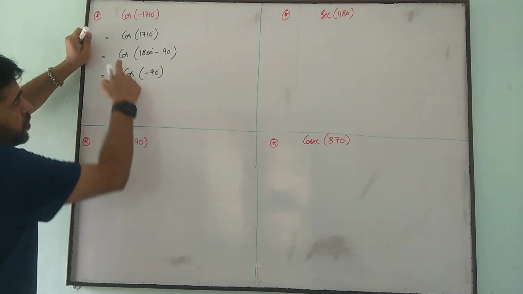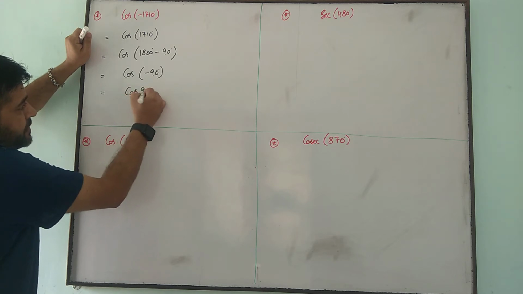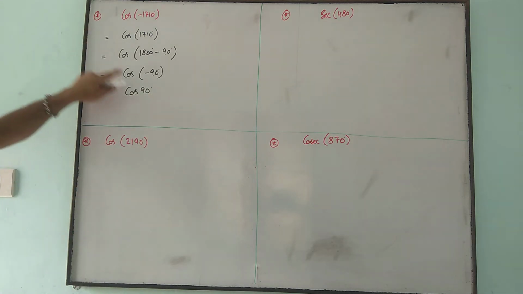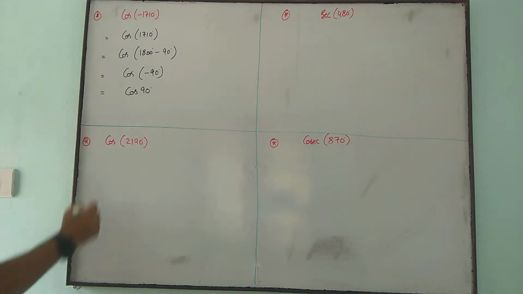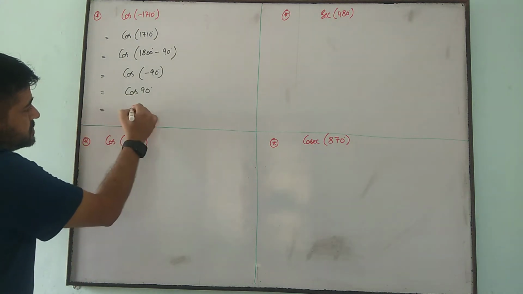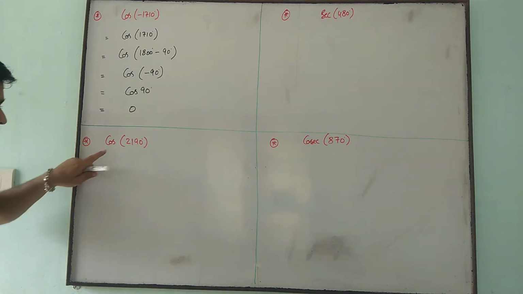We got it cos minus 90, and cos minus theta, again the same concept, is cos theta, and cos 90, the value of cos 90 is 0. That we know by table.